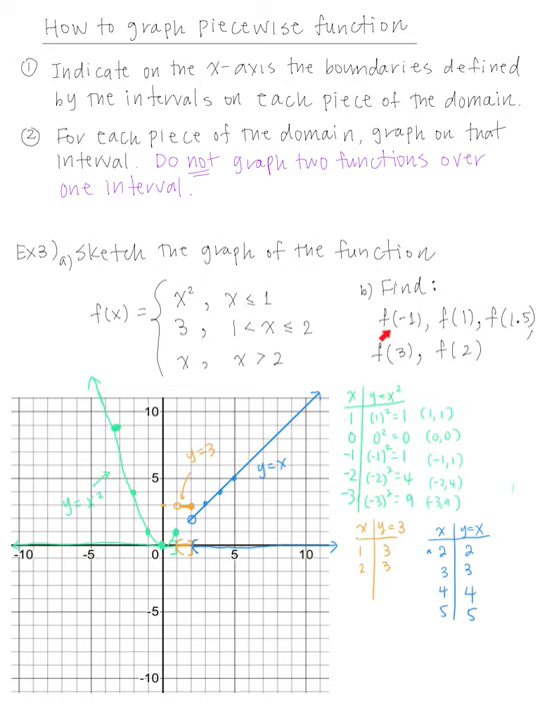We want to find f of negative 1, f of 1, f of 1.5, f of 3, and f of 2. All right, so let's first go with f of negative 1. That's basically telling you when x is negative 1, what is the corresponding y value? All right, so let's take a look. When x is negative 1, what's the corresponding y value? Y is positive 1, so therefore f of negative 1 is 1. So I'm just going to write that right above here.